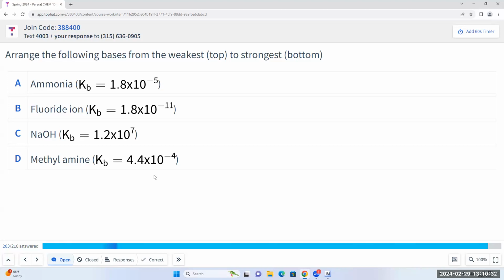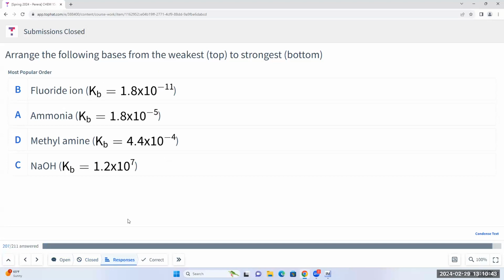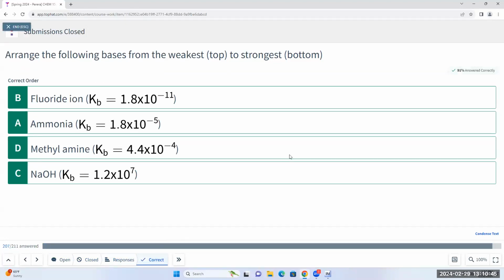All right, I'm going to close this question in 5, 4, 3, 2, and 1. All right, and here our responses is the most popular answer, and that's the correct answer as well. 90% of us are there, which is beautiful. All right, so now we know how to identify, how to distinguish between weak and strong.